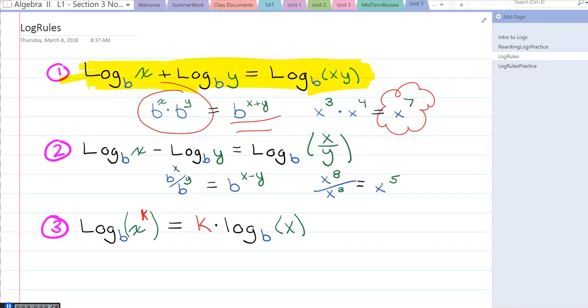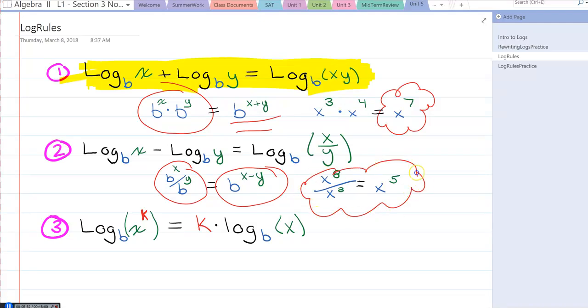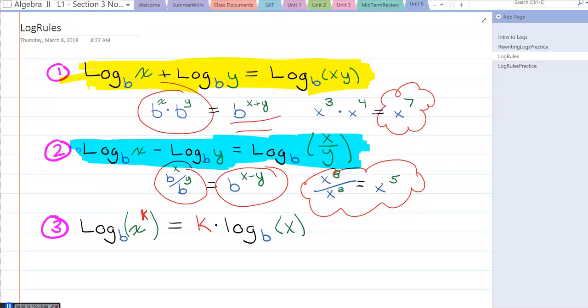The next rule is if I subtract logs with the same base, I divide the arguments. And again, if I was doing that with exponents, I would actually subtract. And here's the example. X to the eighth divided by x to the third is really x to the fifth. So when I subtract logs with the same base, I can divide the arguments and make it one log. And again, it's the exact opposite of what we would do with the exponents. That's why they're inverse operations.